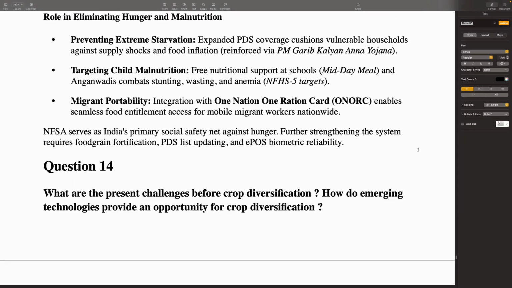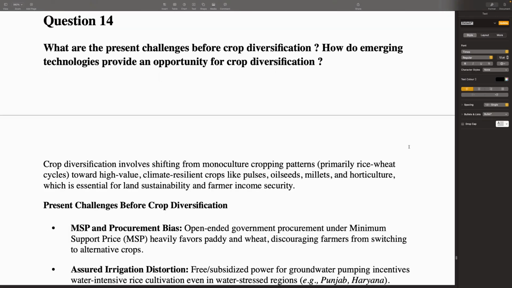Question 14. What are the present challenges before crop diversification? How do emerging technologies provide an opportunity for crop diversification? Crop diversification involves shifting from monoculture cropping patterns, primarily the rice-wheat cycle, towards high-value climate resilient crops like pulses, oilseeds, millets, and horticulture, which is essential for land sustainability and farmer income security.